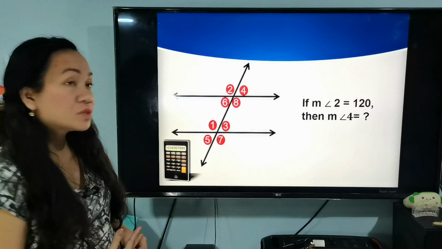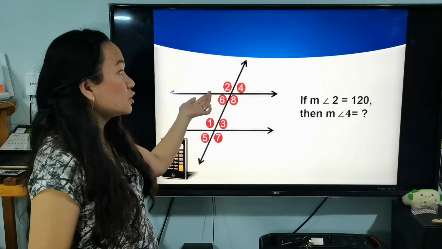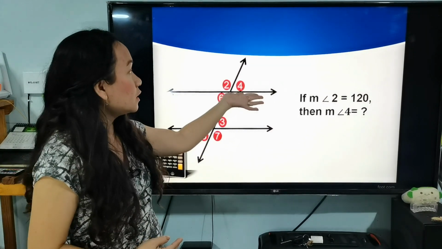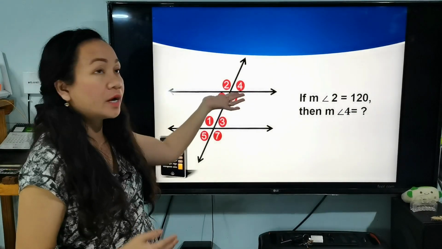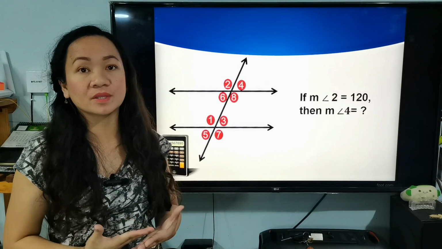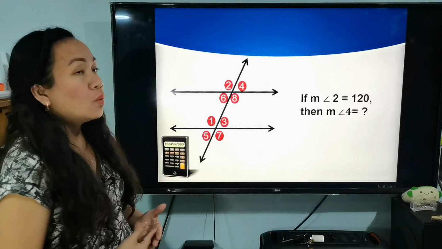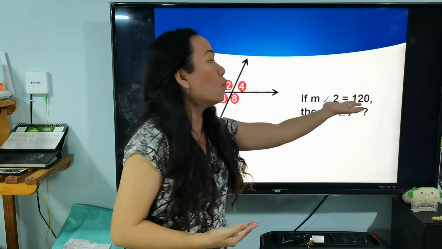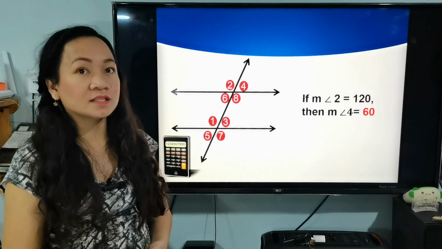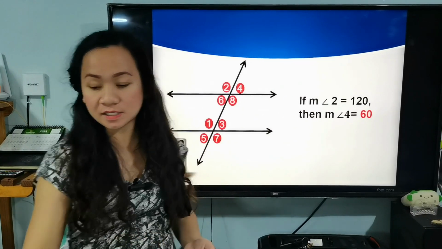Okay, supposing we are given this illustration, and if the measure of our angle 2 is 120 degrees, what will be the measure of our angle 4? As you can see, angle 2 and angle 4 are a linear pair, meaning they are supplementary angles. And supplementary angles add up to 180 degrees. So what are you going to do? 180 degrees minus 120 degrees gives you 60 degrees, meaning our angle 4 is 60 degrees.